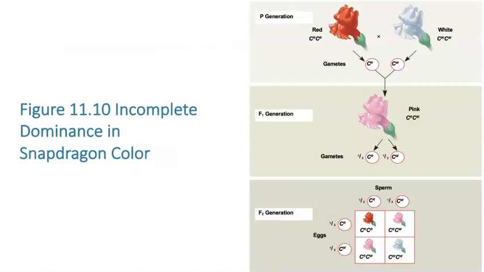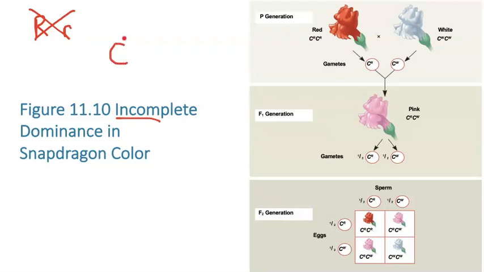Let's take a quick look at an example of how you would write out a problem that shows, in this case, incomplete dominance. Because we don't have complete dominance, notice that our alleles look different. If we had complete dominance, we would use big R and little r. But we can't use those here, because big R stands for dominant and little r stands for recessive. When we have incomplete dominance, we can't do that.